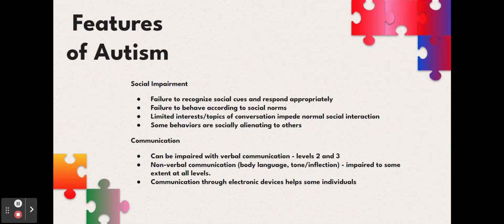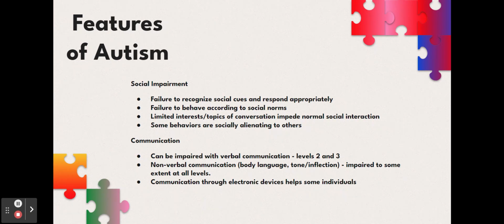Features of autism. Autism affects social interaction, so you have a social impairment. Failure to recognize social cues and respond appropriately. Failure to behave according to social norms. There are social contracts, the unwritten rules of human behavior. They don't perceive these, and so they violate those little social contracts. Some people have very limited interests or topics of conversation if they are verbal. And that impedes normal social interaction because other people don't respond positively to that.